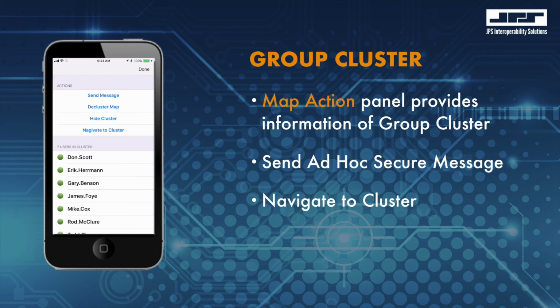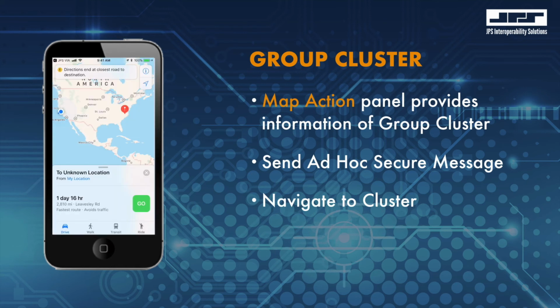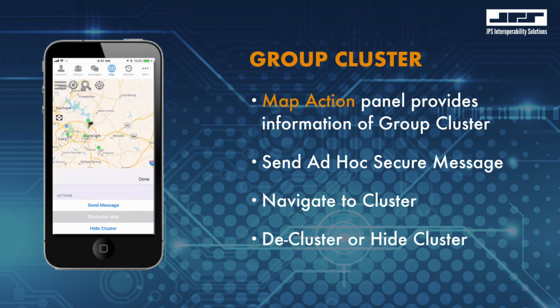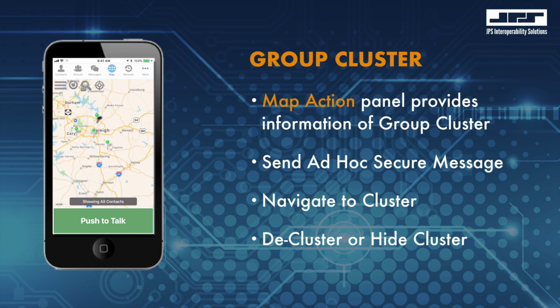Navigating to the group cluster using the iPhone or iPad integrated navigation features is also possible from the Map Actions panel. The resulting navigational data will be based upon the closest contact's location. Simply tap on Navigate to Cluster, and Apple Maps will generate turn-by-turn directions. Additionally, you can hide or decluster the group in the map view. Declustering will disclose the individual pin locations of every user within that originating cluster.